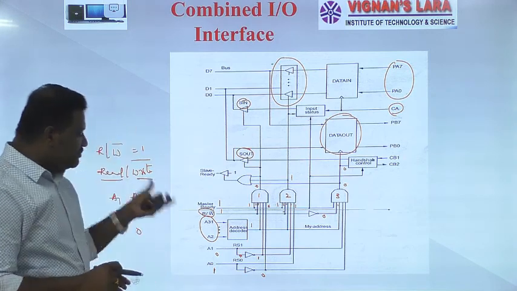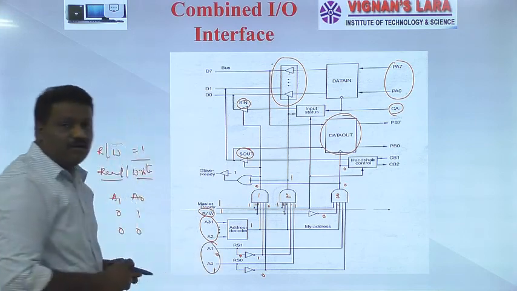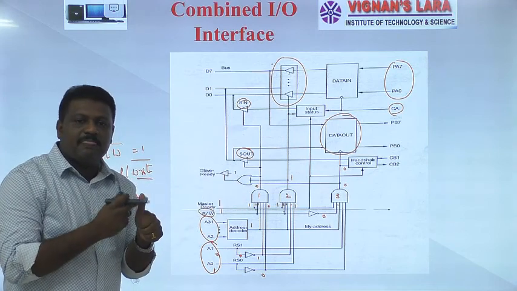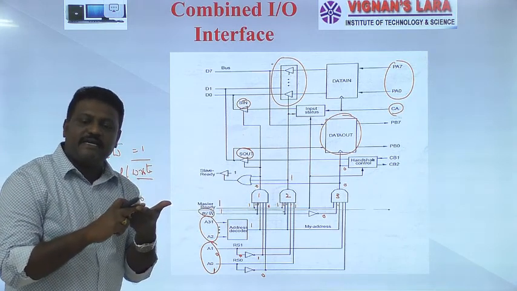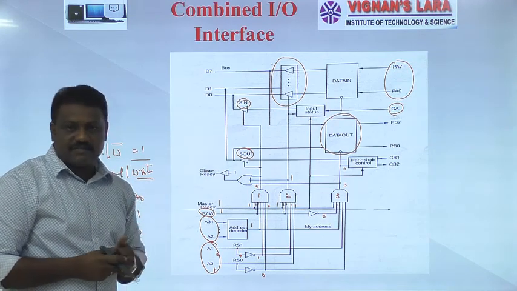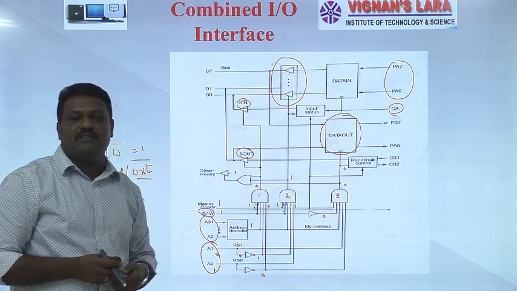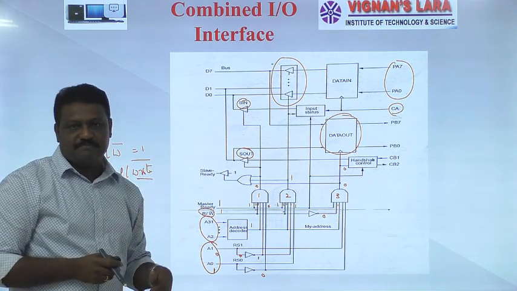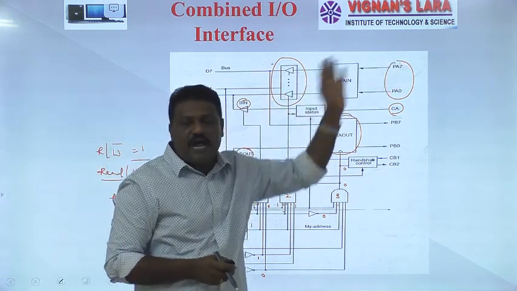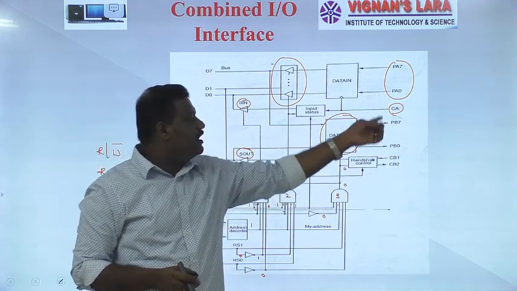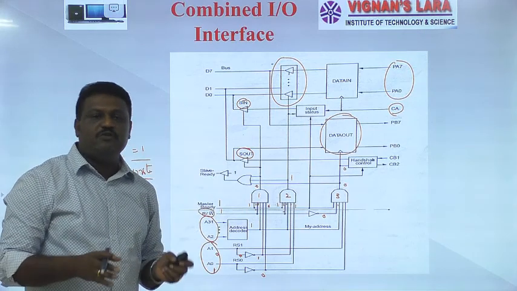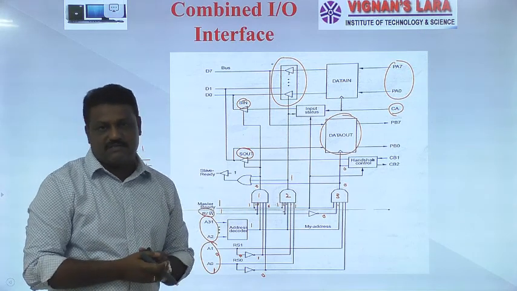I already clearly told you at the beginning of this concept, with the help of A1 and A0, I am going to address 3 registers which are present internal to this. One is the data out register, the second one is the data in register, and the third one is the status register. With the help of this I/O interface, our processor can communicate with either an input device or an output device. Our processor can communicate with an input device with the help of the lines PA0 to PA7, and it can communicate with an output device with the help of PB0 to PB7, and CB1 and CB2 are the handshaking signals which help us to communicate with external devices.